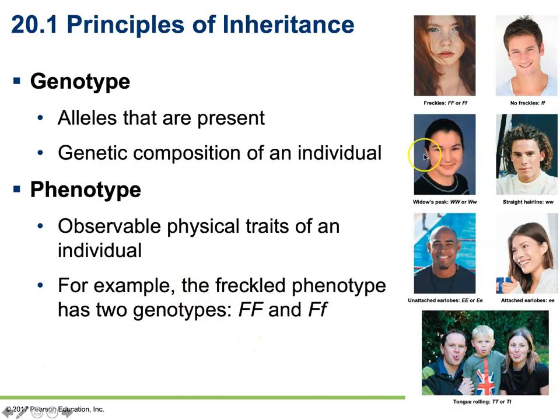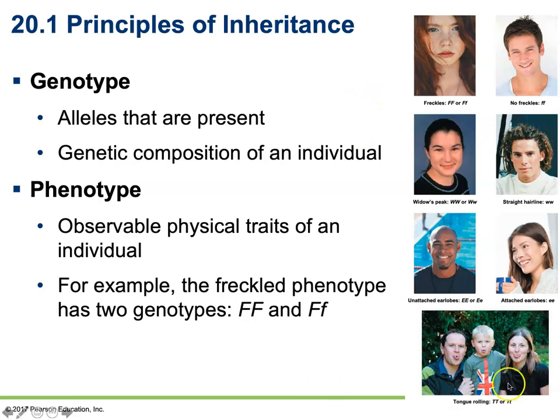In the case that we are looking at a widow's peak, if we're looking at an individual who has a straight hairline, their genotype would be homozygous recessive, or little w, little w. That's the genotype. The phenotype is a straight hairline. So phenotype is what you observe. Genotype is the type of alleles that are going to be present.